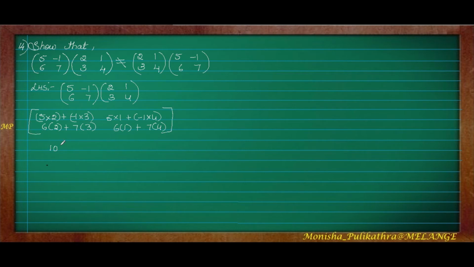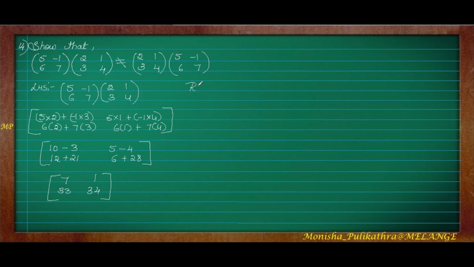So 5 2s are 10, 3 into minus 1 is minus 3, so plus into minus it will be minus 3. So 5 1s are 5, 4 into minus 1 is minus 4. Next 6 2s are 12, plus 7 3s are 21, 6 1s are 6, plus 7 4s are 28. So 10 minus 3 is 7, 5 minus 4 is 1. So here it will be 33 and 34. So the answer for the LHS is 7, 1, 33 and 34.